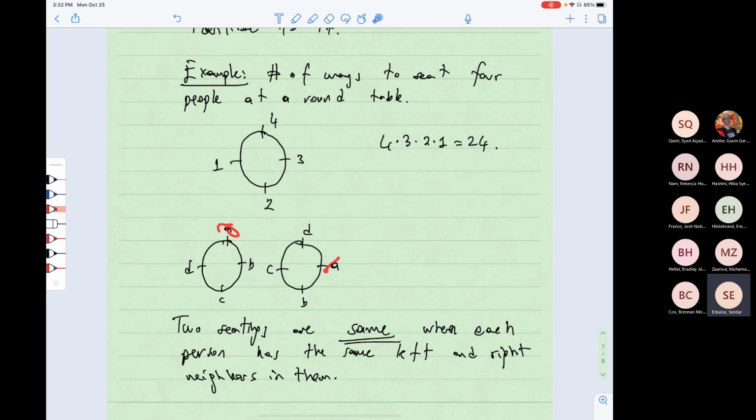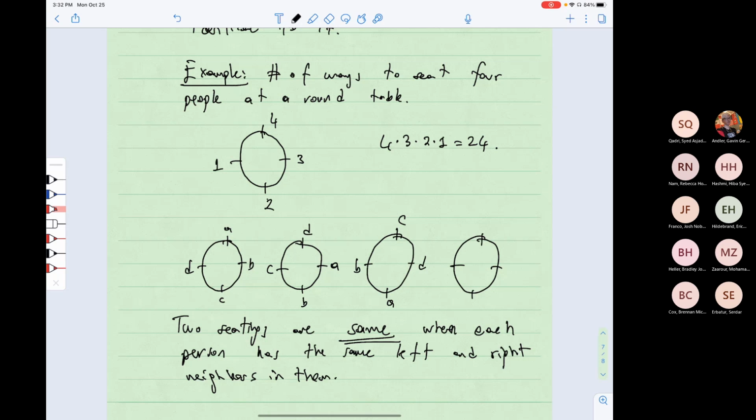Take A and check if it has both the same left and right neighbors. Take B and check the same thing, right? C and D. So it's easy to check. Then we conclude that yes, these two are equal to each other, but not only that, I could continue and create this one here, a third equivalent one, and then I could just do this. So it looks like for one seating, indeed, there are three other equivalent ones to it.